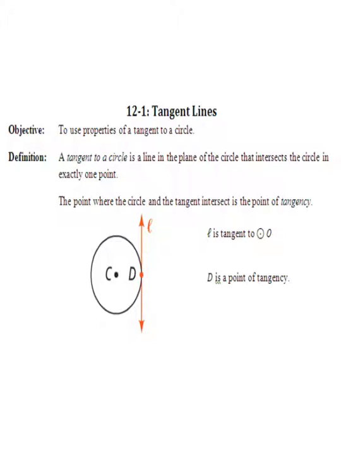Our first definition: a tangent to a circle is a line in the plane of the circle that intersects the circle at exactly one point. The point where the circle and the tangent intersect is the point of tangency.